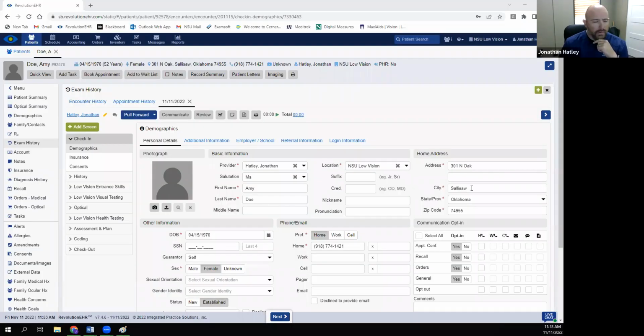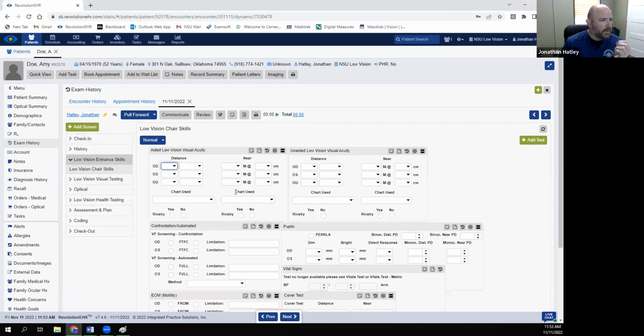Moving on to recording the acuities. So let me share my screen here again. And let's chat about recording the acuities briefly. So just like with lay and numbers, the area within Revolution that we use to record acuities is going to be under the low vision inference skills tab, and specifically the low vision chair skills. Now, depending upon the patient's refractive condition, corrected or uncorrected, that will denote the appropriate spot to record these acuities.